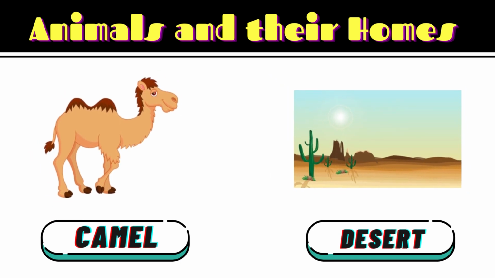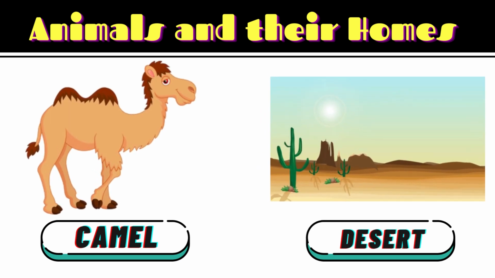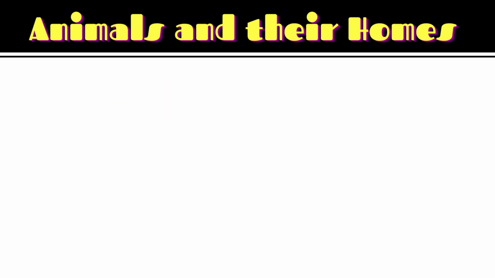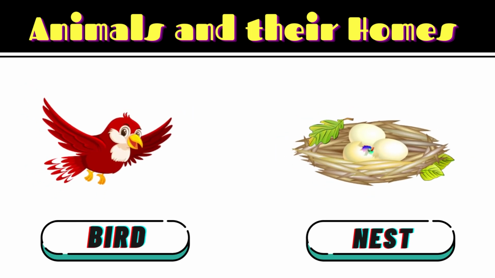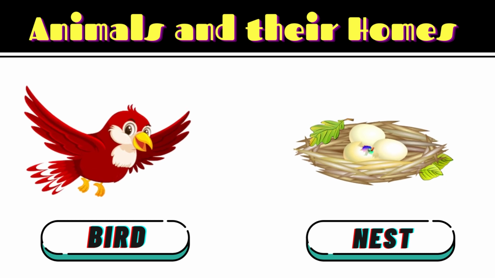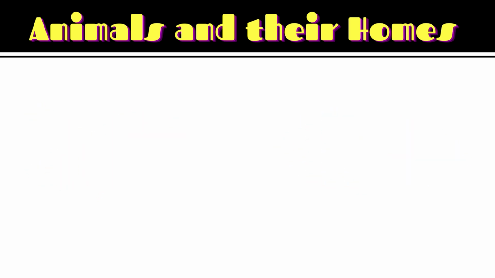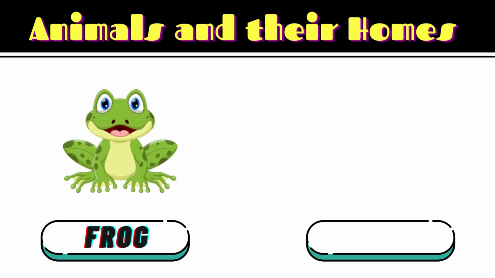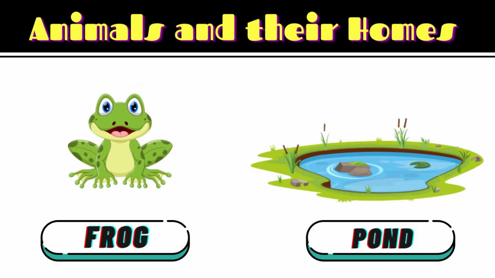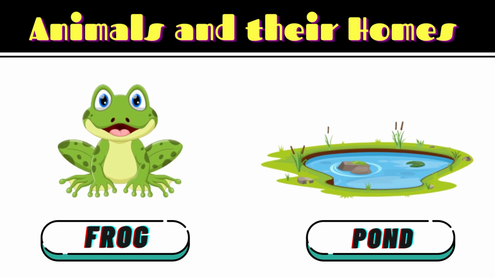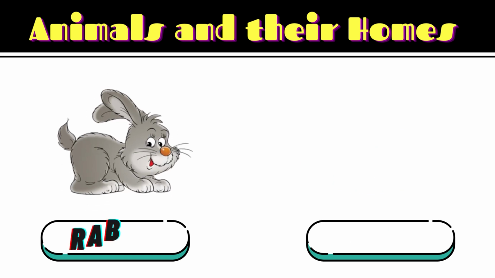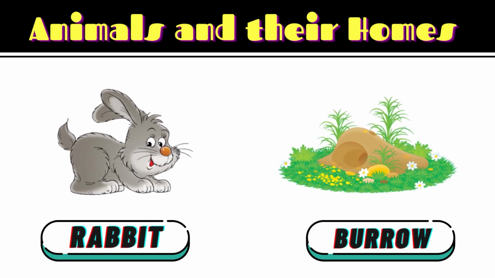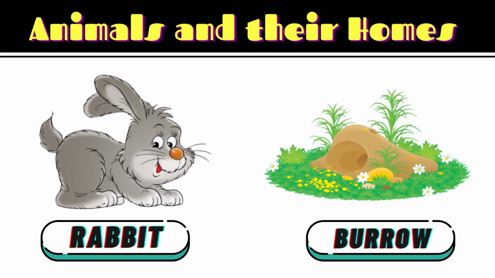Camel. Camel lives in a desert. Bird. Bird lives in a nest. Frog. Frog lives near ponds, lakes, and rivers. Rabbit. Rabbit lives in a burrow.